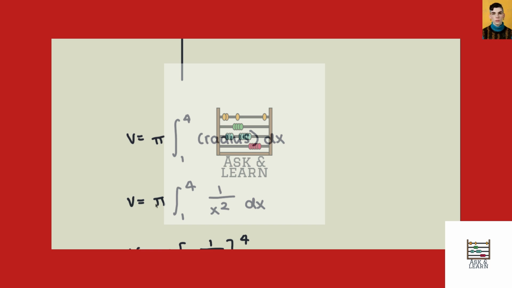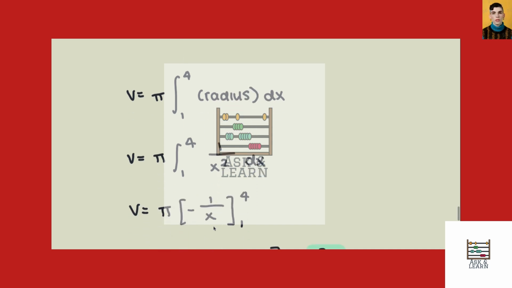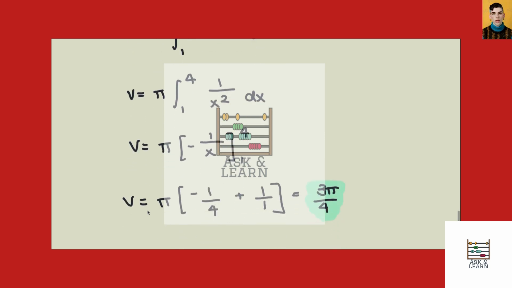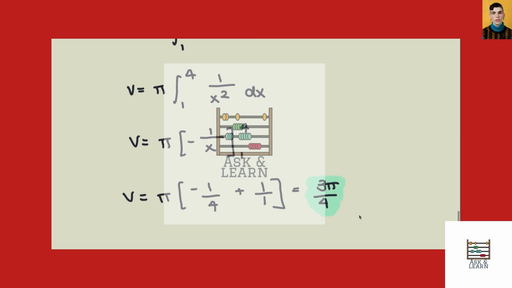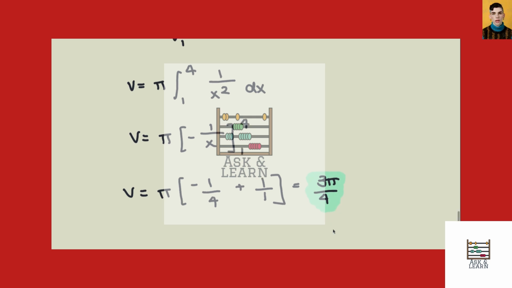Our volume would be equal to pi times the integral from 1 to 4 of 1 over x squared dx. And then we can antiderive this. Our volume would be equal to pi times negative 1 over x evaluated from 1 to 4. So our volume is pi times negative 1 over 4 plus 1 over 1, and we can simplify that to 3 pi over 4. So what we just found is that using the washer method and the function we're given, the volume that would be created by that washer is 3 pi over 4.